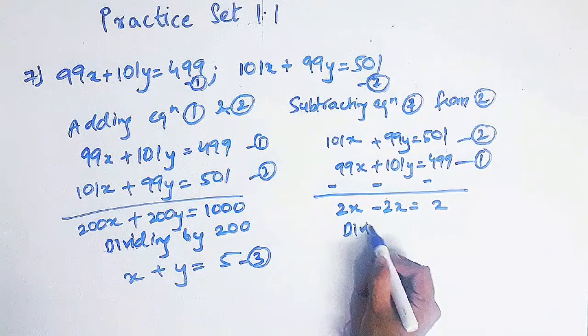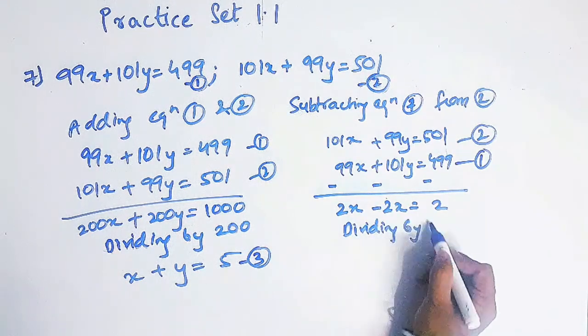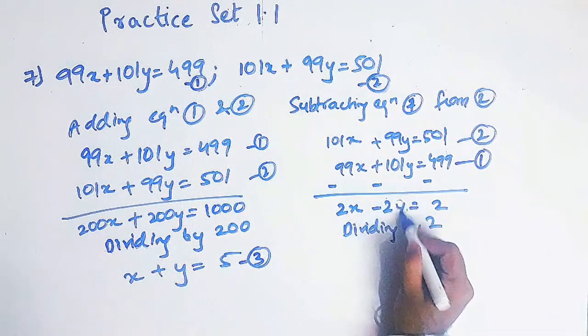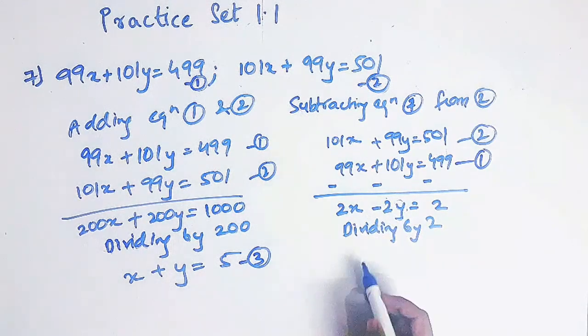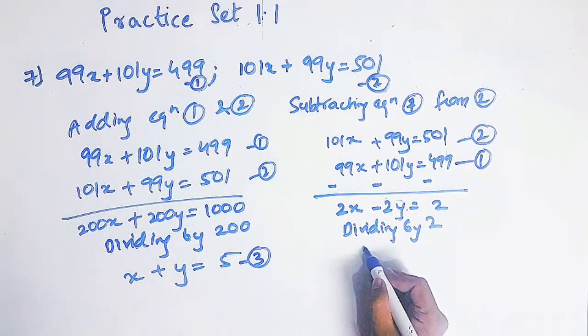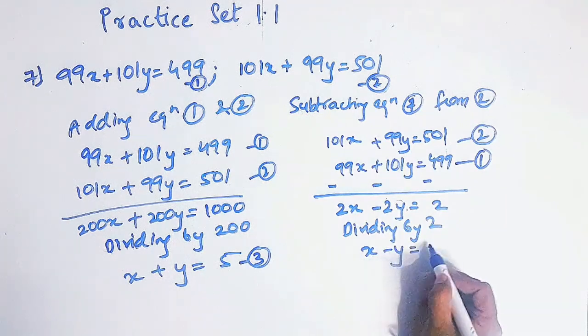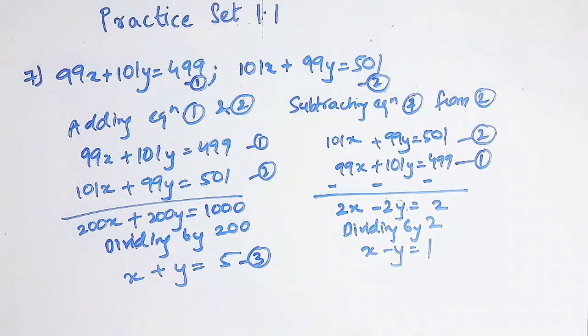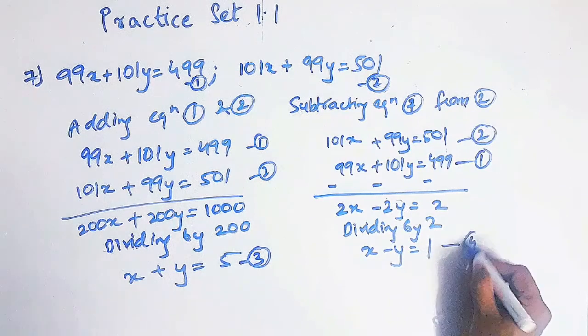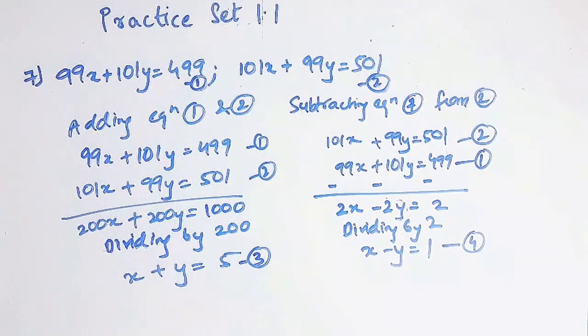I'll divide this by 2. Sorry, this was y. So dividing by 2 we get x minus y equals 1. So this is your equation number 4. Now if you see the new equations, x plus y equals 5 and x minus y equals 1, it is very easy to solve them. So we'll solve these two equations. I'll keep these two equations only.